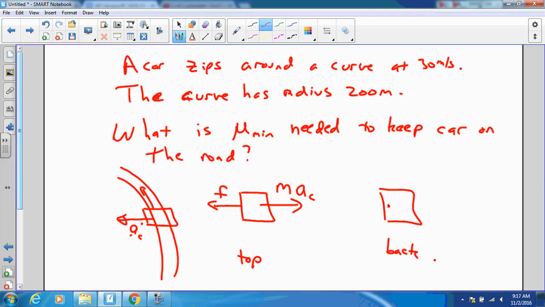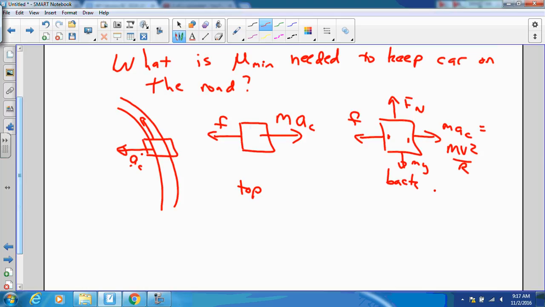Now, what if we take a back view of the car? I'm looking at the car from the perspective of its cute little red headlights, or taillights. mg pointing down. And then you would still have an effect force of friction. Exactly. Equals, and I think we can do this as mv squared over r. Okay. And now, how does our analysis go?